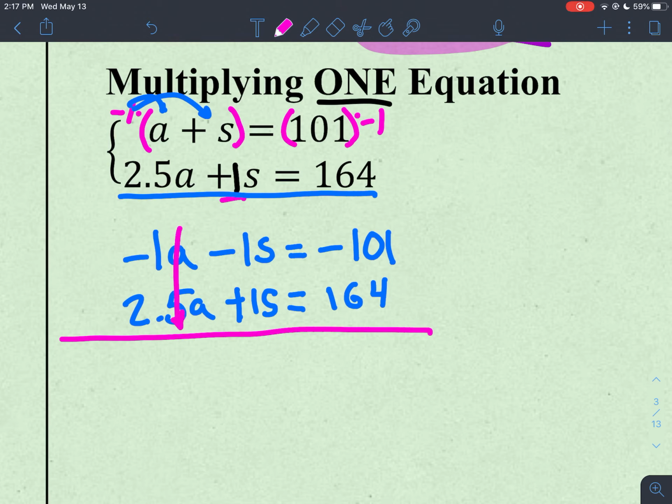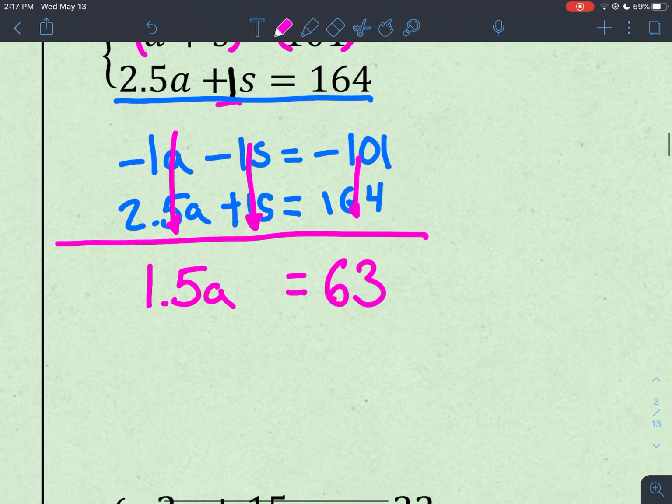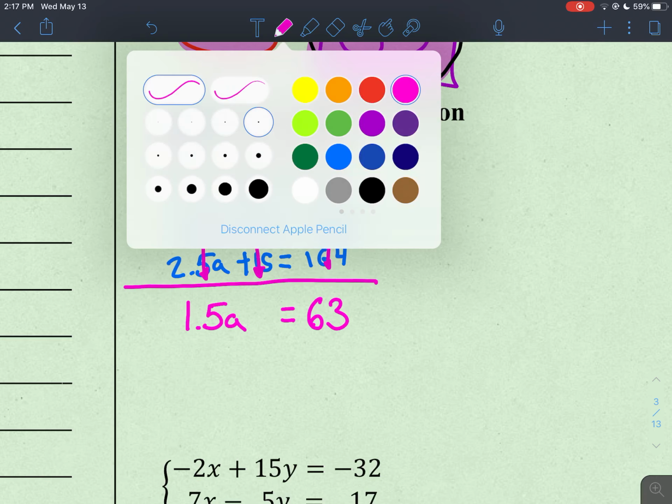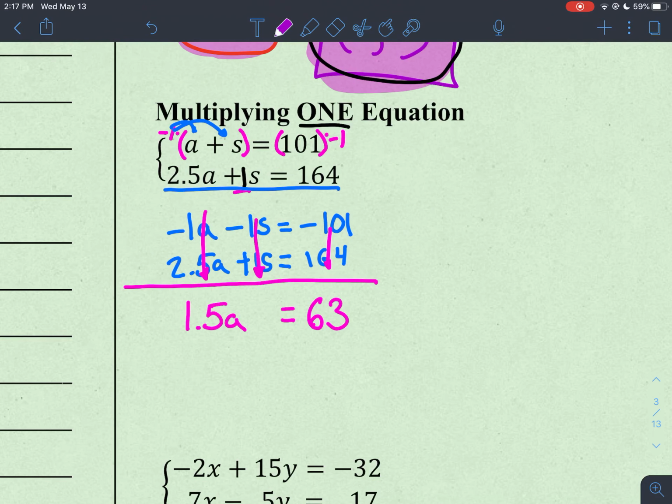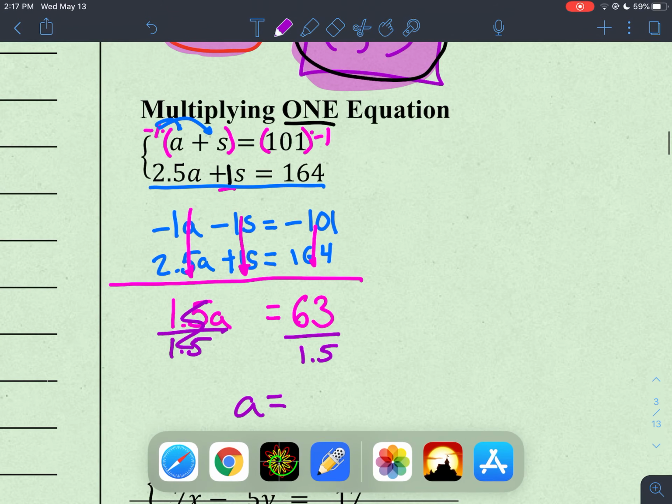I've got negative 1A, and I am adding 2.5A. So this is going to be a positive 1.5A. I have a negative S and a positive S, so I'm going to add those up, and that's going to be 0. I've got a negative 101 plus 164, which is going to end up being 63. So now I've got 1.5A equals 63. What I can do is divide by 1.5, and I get A equals 1.5.